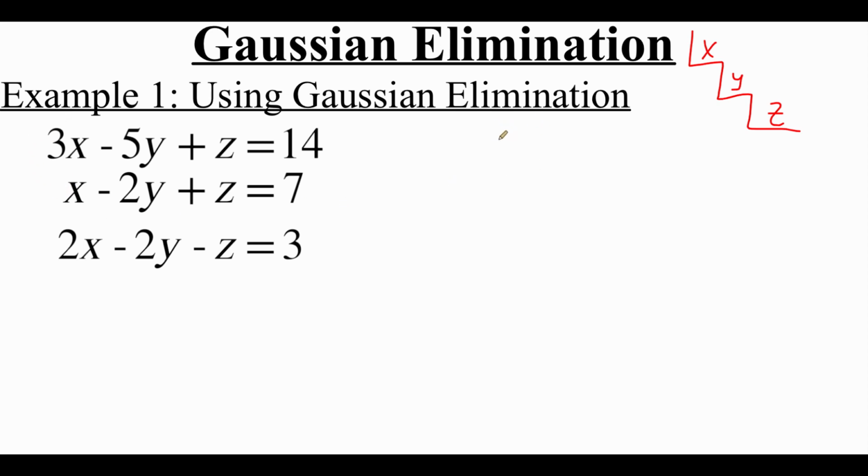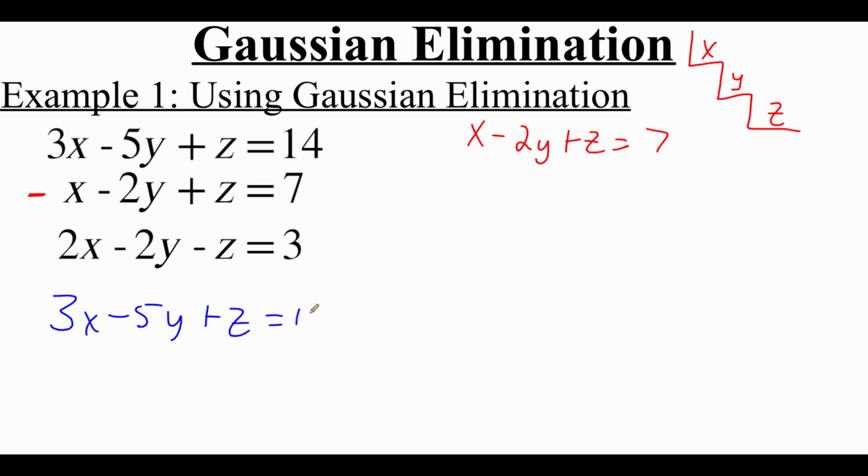And I'm going to start building my new system over here. So I'm going to move that x minus 2y plus z equals 7 up to the top of my new system. We've used this middle equation, so I'm going to put a mark next to it to remind myself that I've already used it in my new system. Now I need to look at one of my other equations, and let's just work with this top equation, 3x minus 5y plus z equals 14.